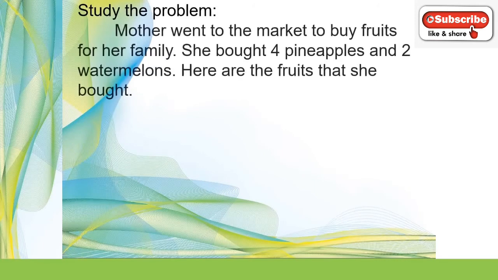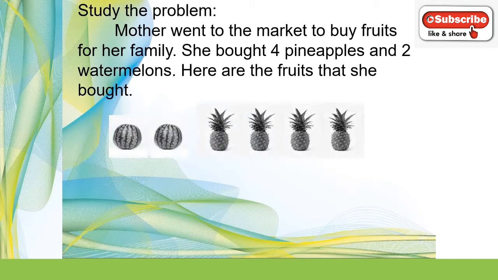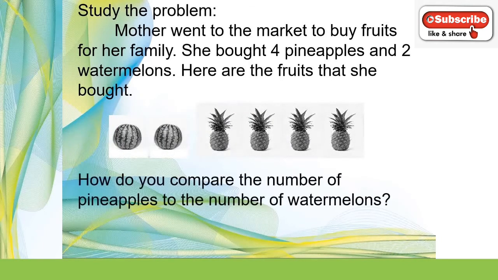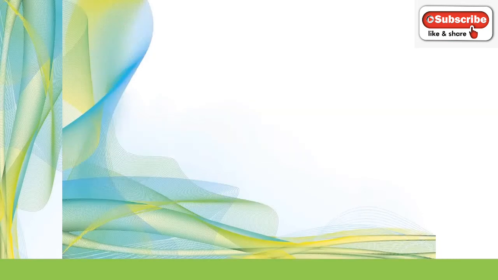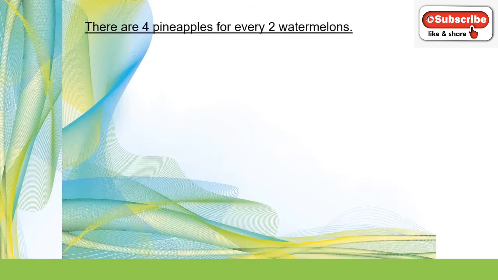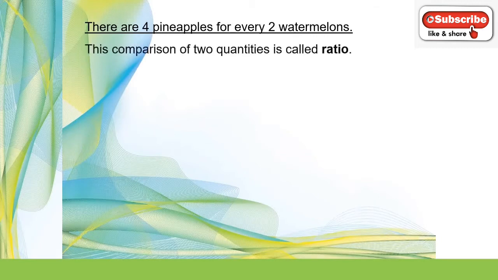To start the lesson, study the problem. Mother went to the market to buy fruits for her family. She bought 4 pineapples and 2 watermelons. Here are the fruits that she bought. How do you compare the number of pineapples to the number of watermelons? To compare them, we say there are 4 pineapples for every 2 watermelons. This comparison of 2 quantities is called ratio.